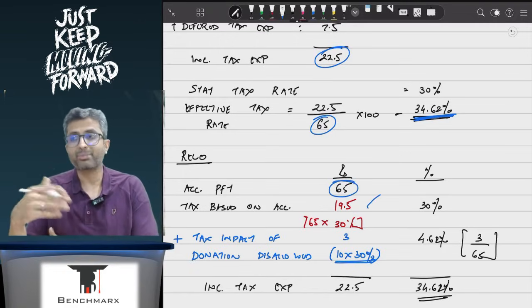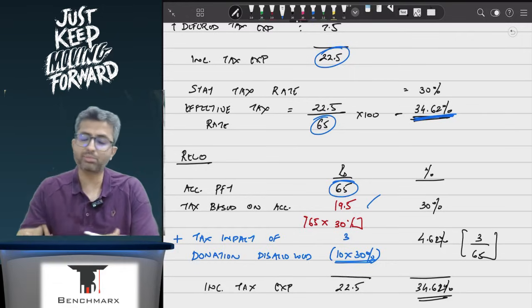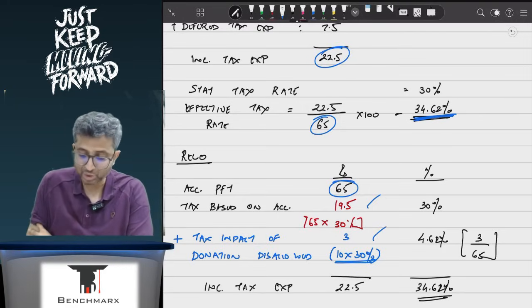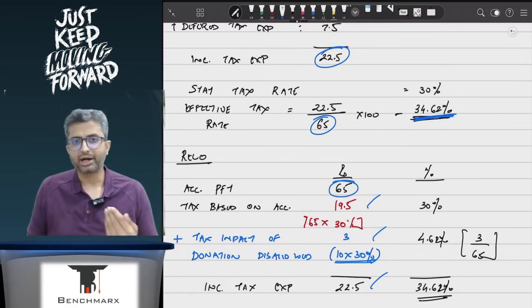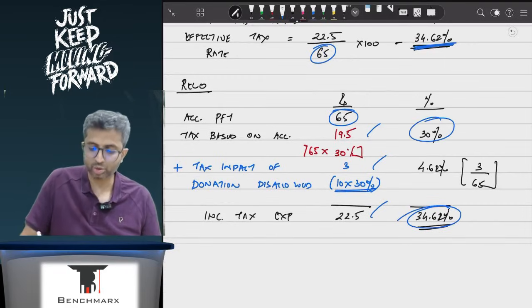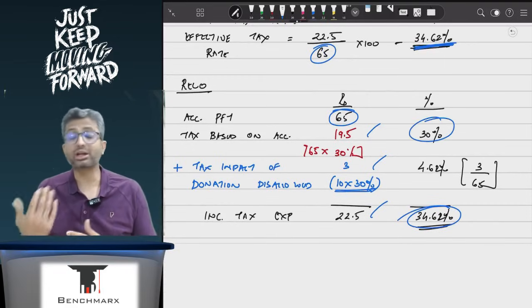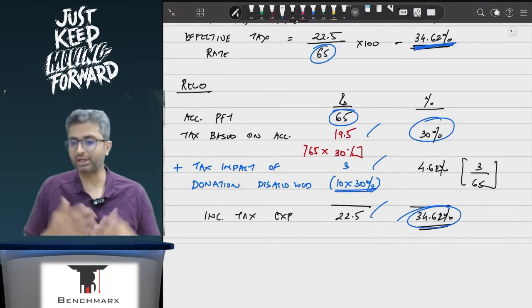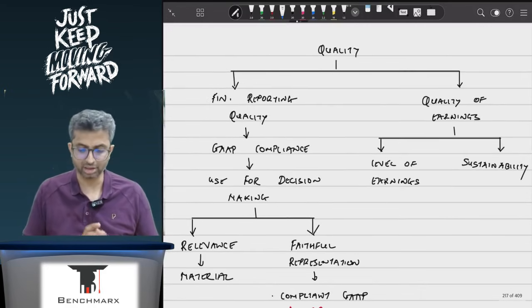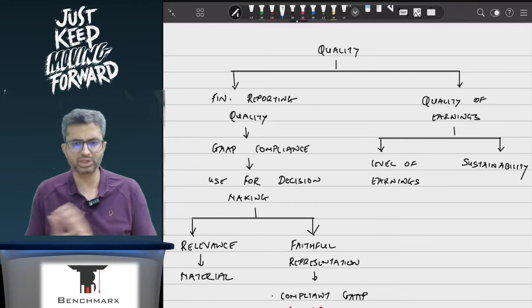However, you are paying more. Why are you paying more? Because 10 rupees is disallowed, and hence 10 rupees into 30%, that is 3 rupees, will be a further payment, and hence 22.5 is your effective income tax expense, and your tax rate over here you have tried to reconcile. Remember, you're not going to be asked to prepare a reconciliation statement. Again, it is an MCQ based paper, but this helps you in understanding income tax.